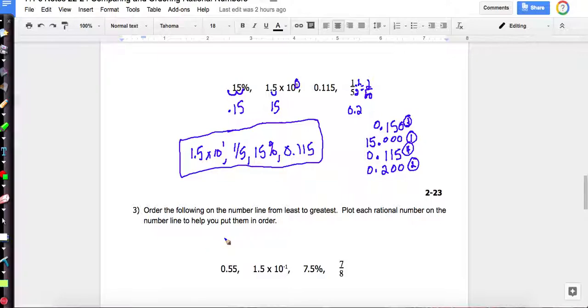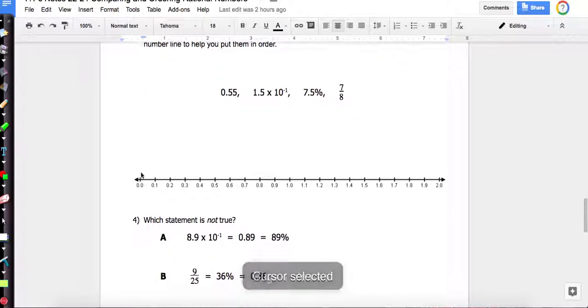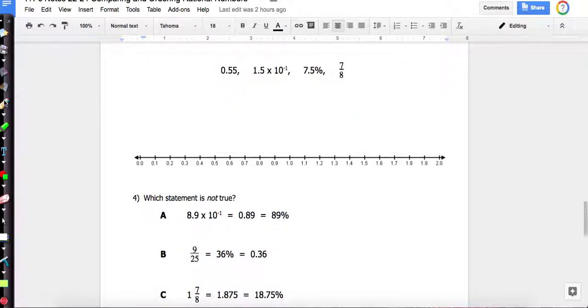So number 3 says, order the following on the number line from least to greatest. Plot each rational number on the number line to help you put them in order. Remember, a rational number is any number that can be written as a fraction. So the first thing we want to do is convert all these.